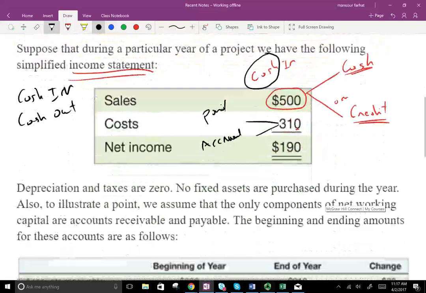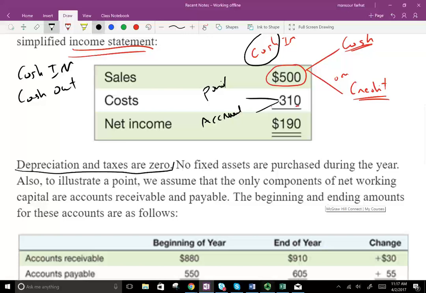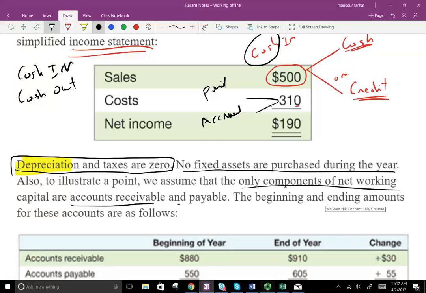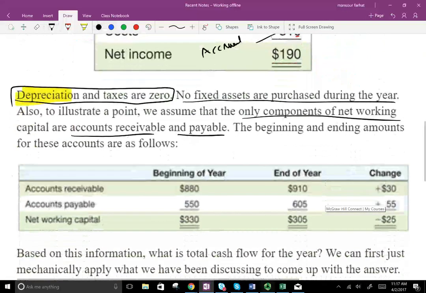For this example, depreciation and taxes are 0, so we are not including depreciation and taxes, to keep this example simple. In the next session, we will look at depreciation on its own. No fixed assets are purchased during the year, also to keep it simple. Also, to illustrate the point, we assume that the only components of net working capital are accounts receivable and accounts payable. So here we go.